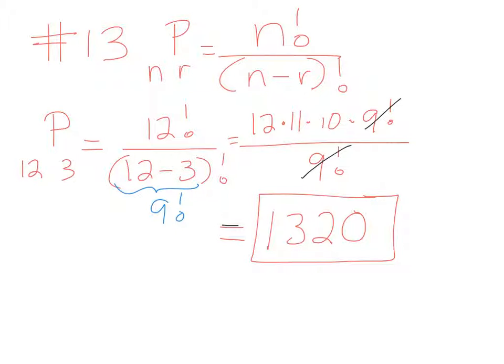So 12 factorial means 12 times 11 times 10 times 9 times 8 times 7 and so on and so forth. But see, at the bottom, 12 minus 3 is 9 factorial. So 9 factorial means 9 times 8 times 7 times 6 and so on. So all those numbers cancel out with the ones at the top with the 9 factorial. So you end up with 12 times 11 times 10. 12 times 11 is 132 times 10. Well, that is 1,320. So this is how many ways you can arrange the 3 finishers out of the 12 people.